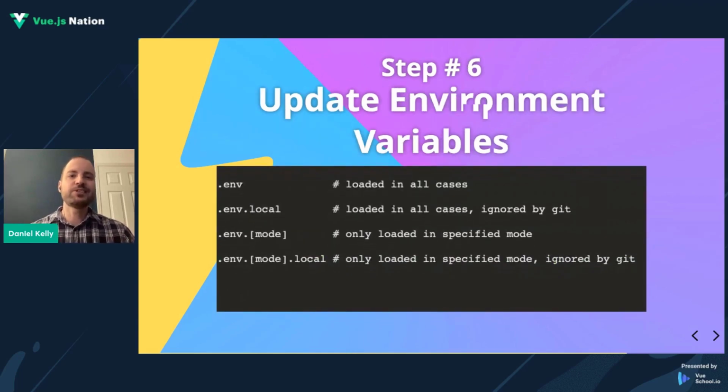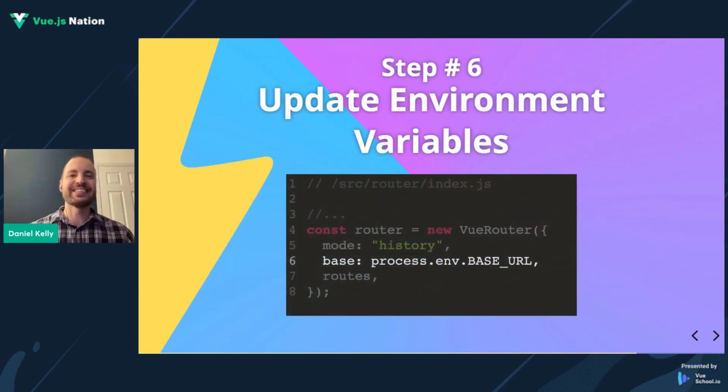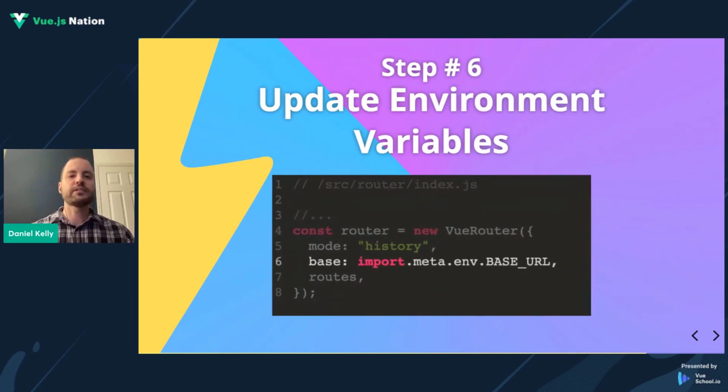Step number 6 is to update your environment variables. Now, thankfully, Vite supports all the exact same .env files that Vue CLI did. Things like .env, .env.local, .env.mode, and all these things. That doesn't have to change a bit. However, how you access those environment variables will change slightly. So process.env becomes import.meta.env, because remember, we're no longer living in Nodeland.